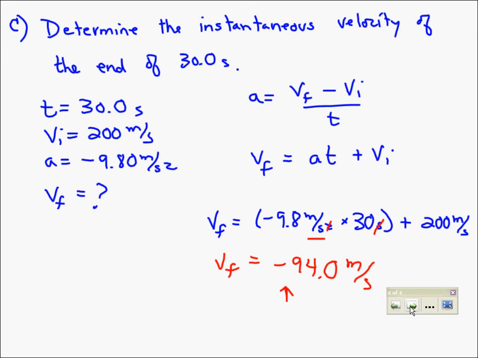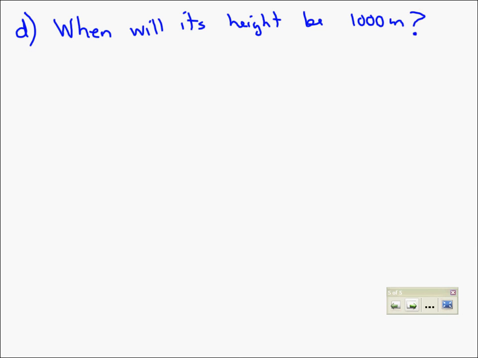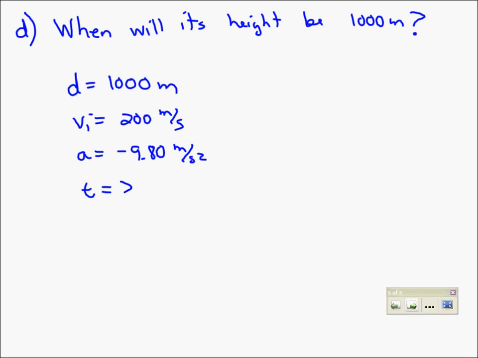Our last part asks, when will its height be 1,000 meters? When, so we're looking for a time. So we want d to be 1,000. We still know vi, 200 meters per second. We still know a, negative 9.8 meters per second squared. But t is our unknown. So here's where something new comes in. You could work this out bit by bit with algebra, but I'd like to show you how to use the quadratic formula.